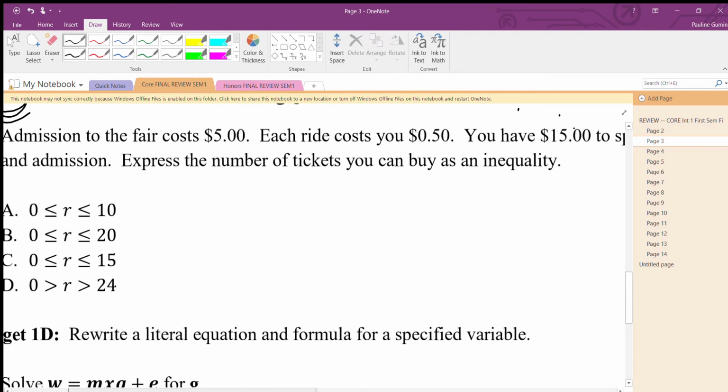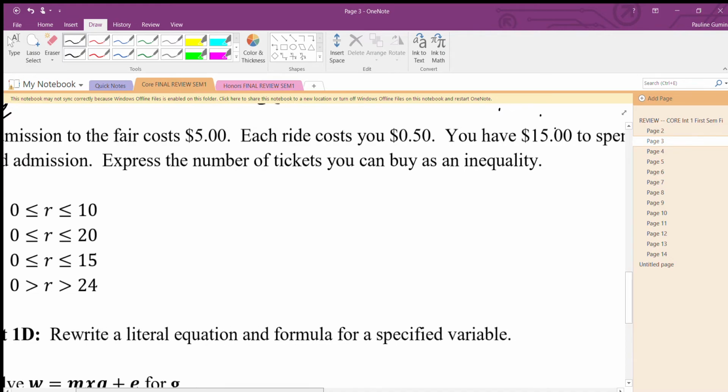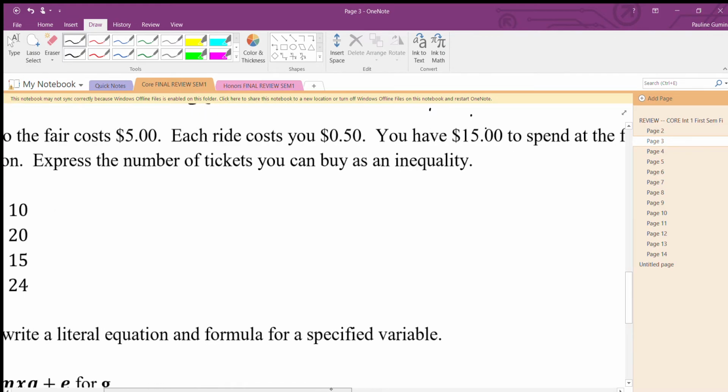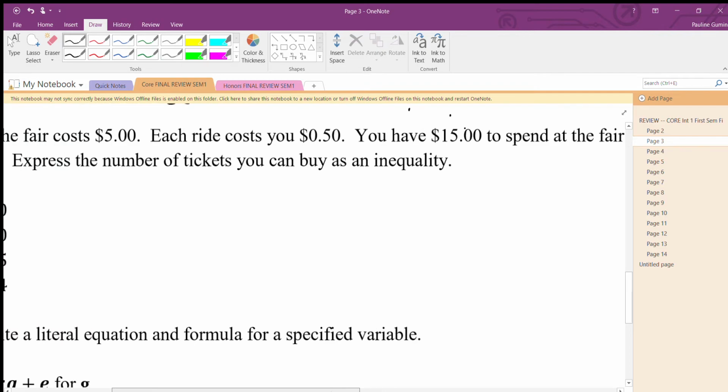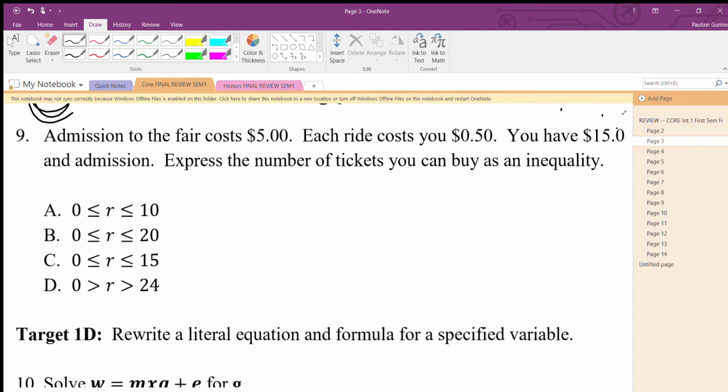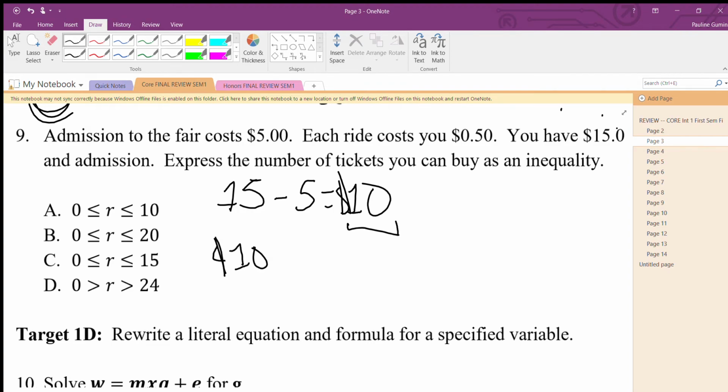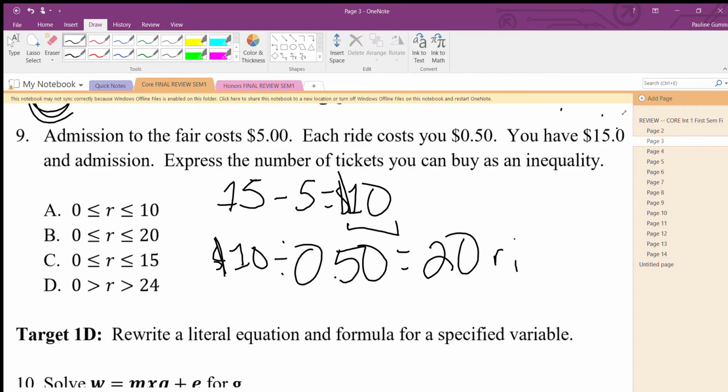Admission to the fair costs $5. Each ride costs us 50 cents. You have $15 to spend at the fair on rides and admission. Let's express the number of tickets we can buy as an inequality. Now, first thing we have to keep in mind is that even though we started off with $15, we only have $10 for the rides. Okay, well, if we have $10 for the rides, and they cost 50 cents each, that means I can go on 20 rides.